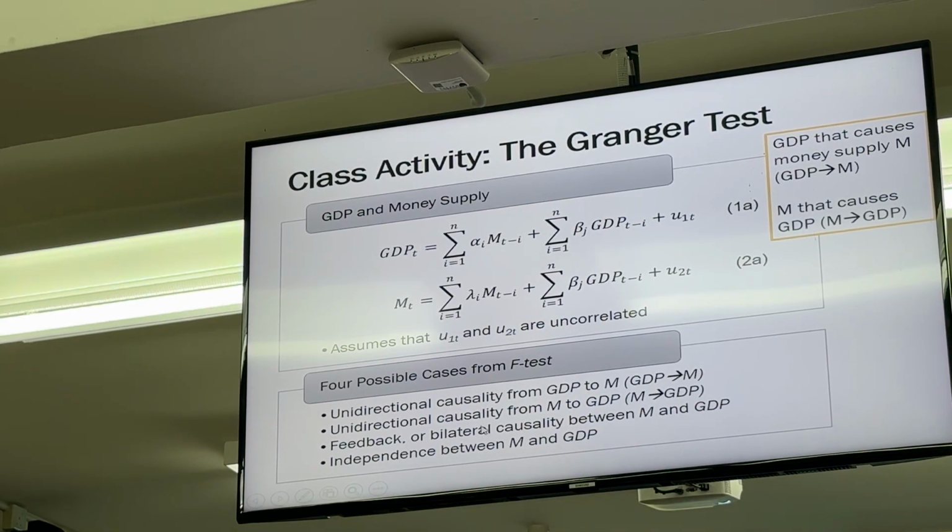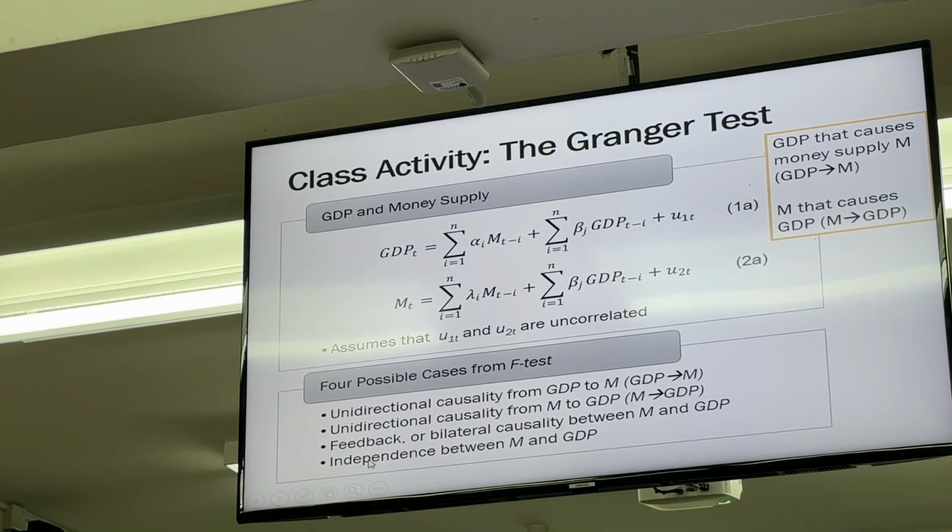If they are causing each other, we call it feedback causality. Feedback. You cause me and I cause you. Feedback, right? You beat me, I beat you, right? Like the children nowadays, right? You beat me, I beat you. That's a feedback. Or they call it a bilateral causality. Bilateral. So this is a conventional term that they use in this causality field, called feedback or bilateral causality.